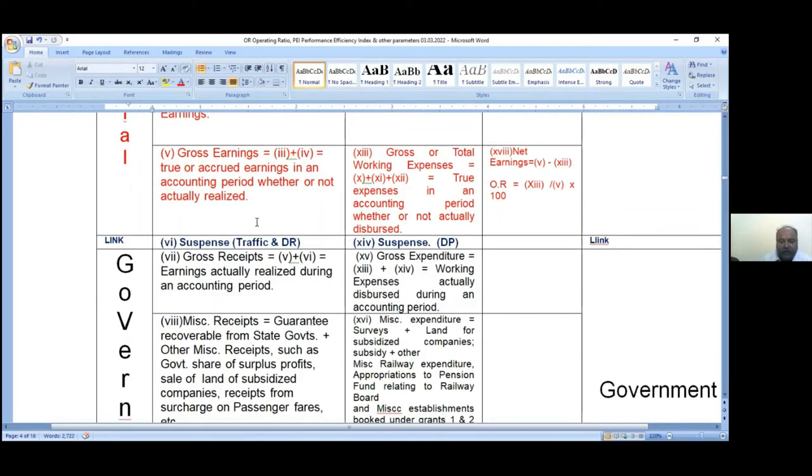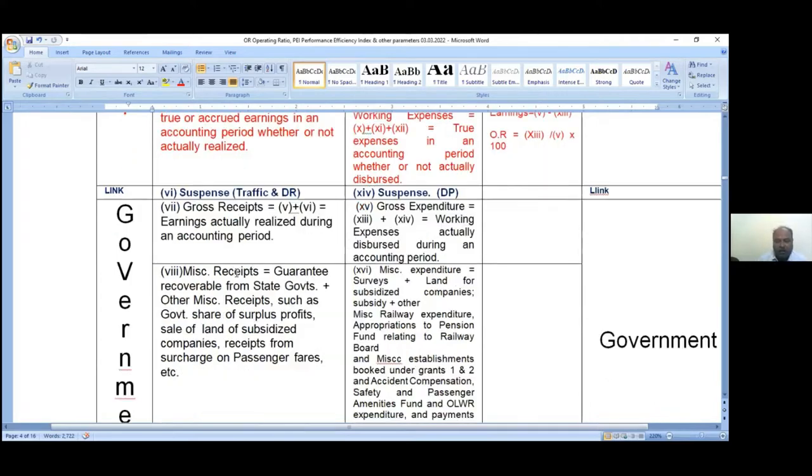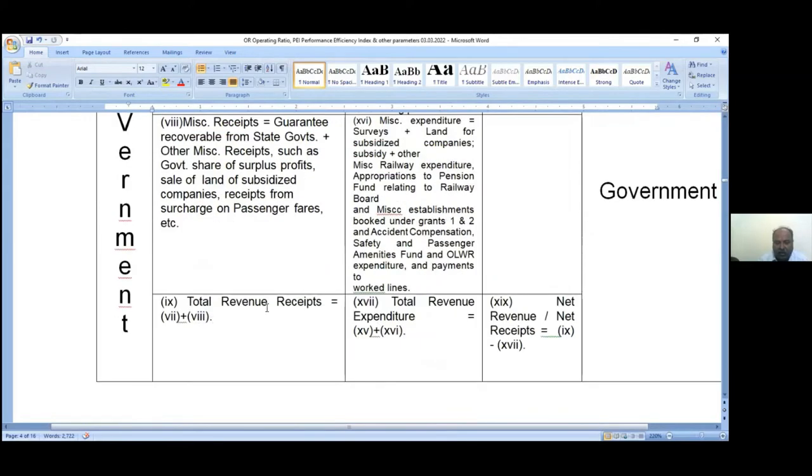Here, if you add this suspense to gross earnings, then it is called gross receipts. That means 5 plus 6. What is 5? Gross earnings. What is 6? Suspense. It is gross receipts. Please note down the word: earnings means commercial. Receipts means government. If we check the government accounts, it is the gross receipts, miscellaneous receipts, total revenue receipts.